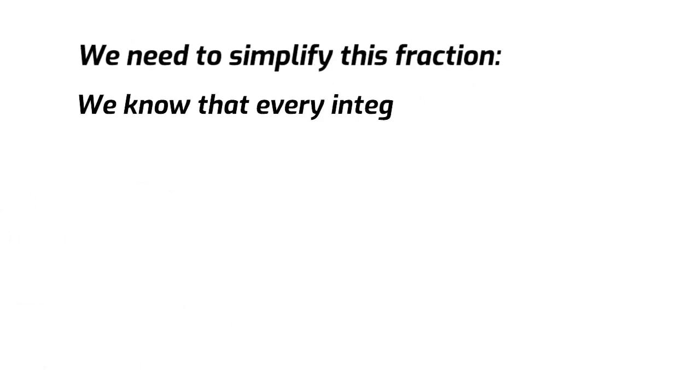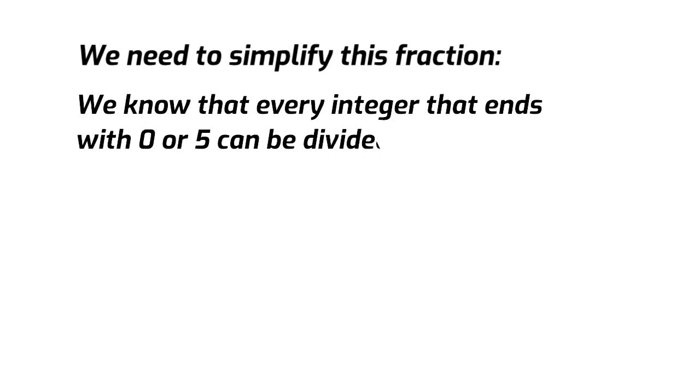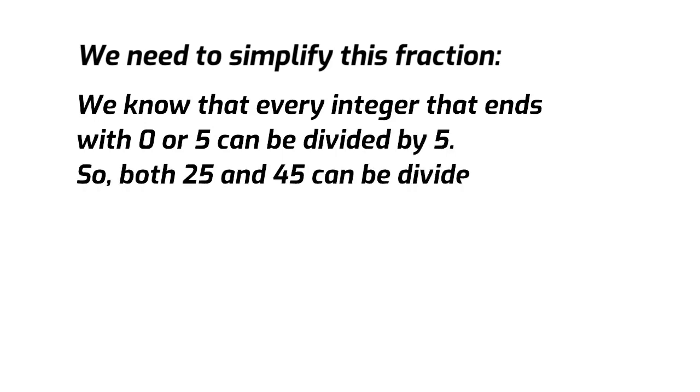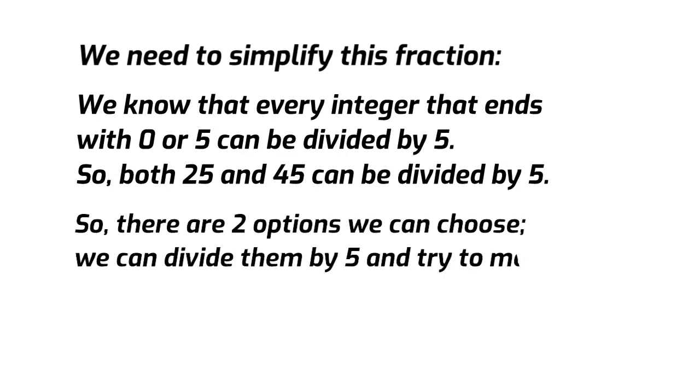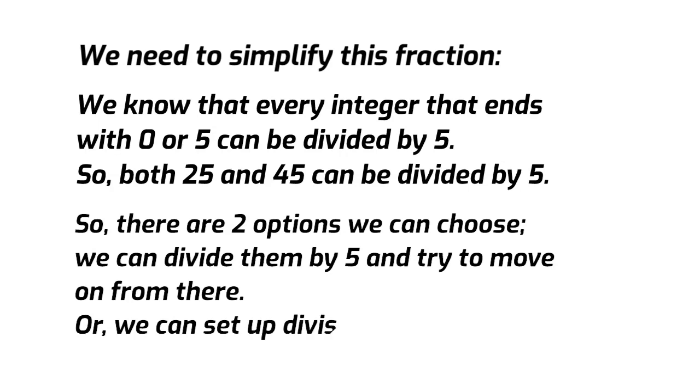We need to simplify this fraction. We know that every integer that ends with 0 or 5 can be divided by 5. So, both 25 and 45 can be divided by 5. So, there are two options we can choose. We can divide them by 5 and try to move on from there. Or, we can set up a division schema.